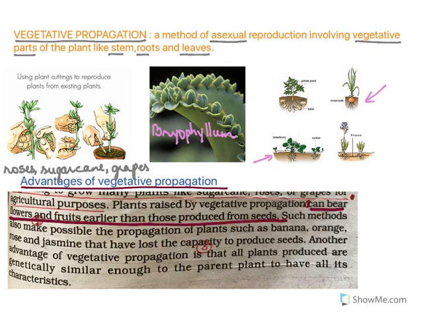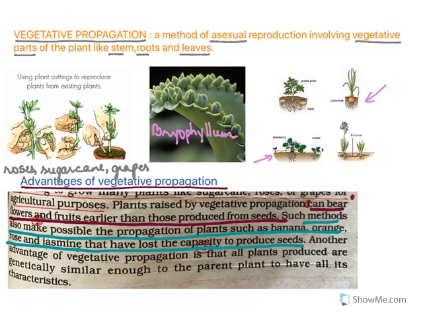The second advantage is that such methods also make possible the propagation of plants such as bananas, orange, rose and jasmine that have lost their capacity to produce seeds. Like the orange, if you grow the orange seed, it is not going to germinate. The rose and the jasmine seeds have lost their capacity to propagate. So these plants then use vegetative propagation for reproduction.